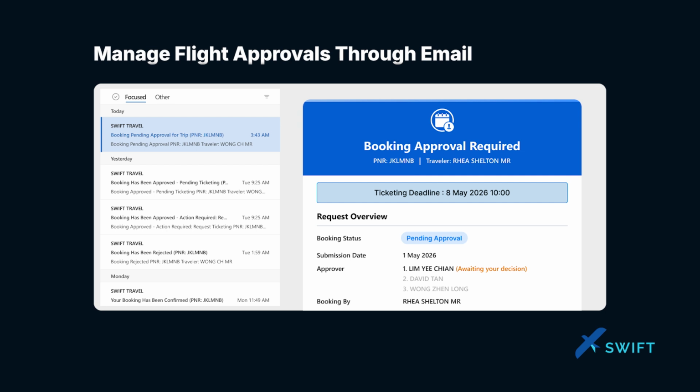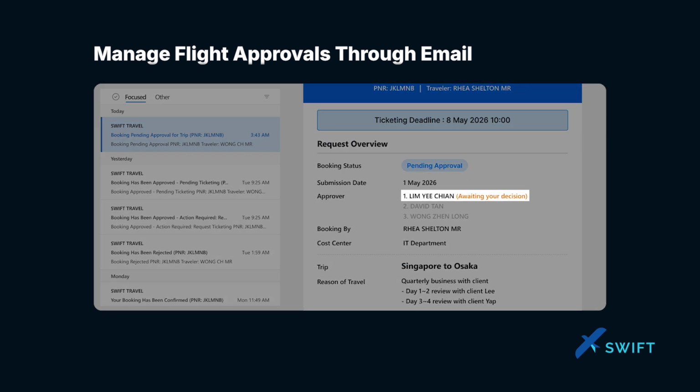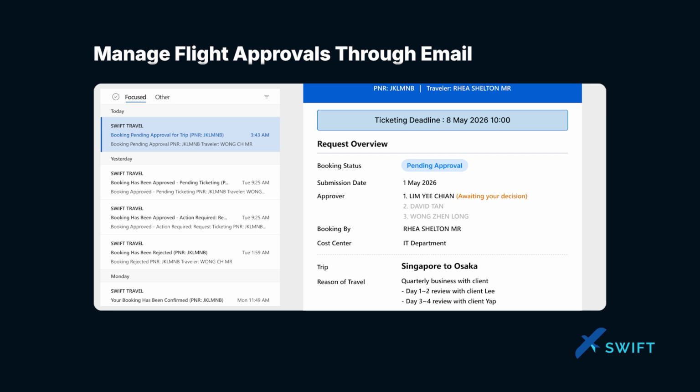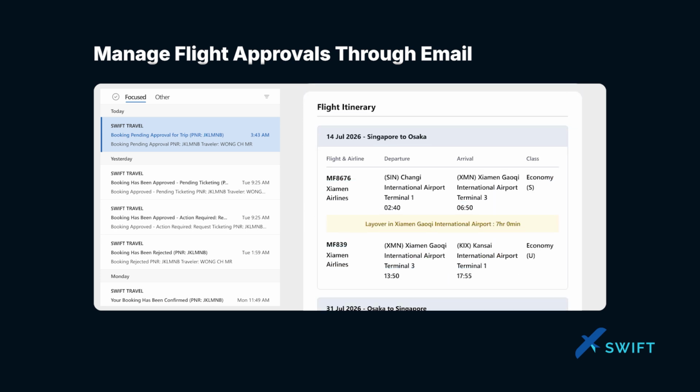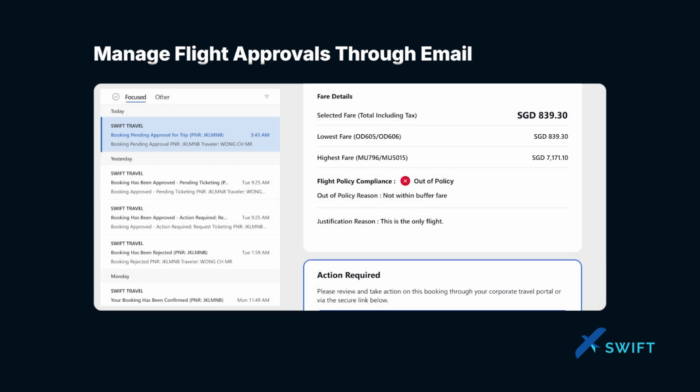Once the user submits a booking request, the approver will receive an email notification. In this case, the request is routed to 3 approvers in sequence. Once the first approver takes action, it moves on to the second, and so on. Inside the email, they can review the selected flight itinerary. It also shows the lowest and highest fare for reference, making it easier to make an approval decision.